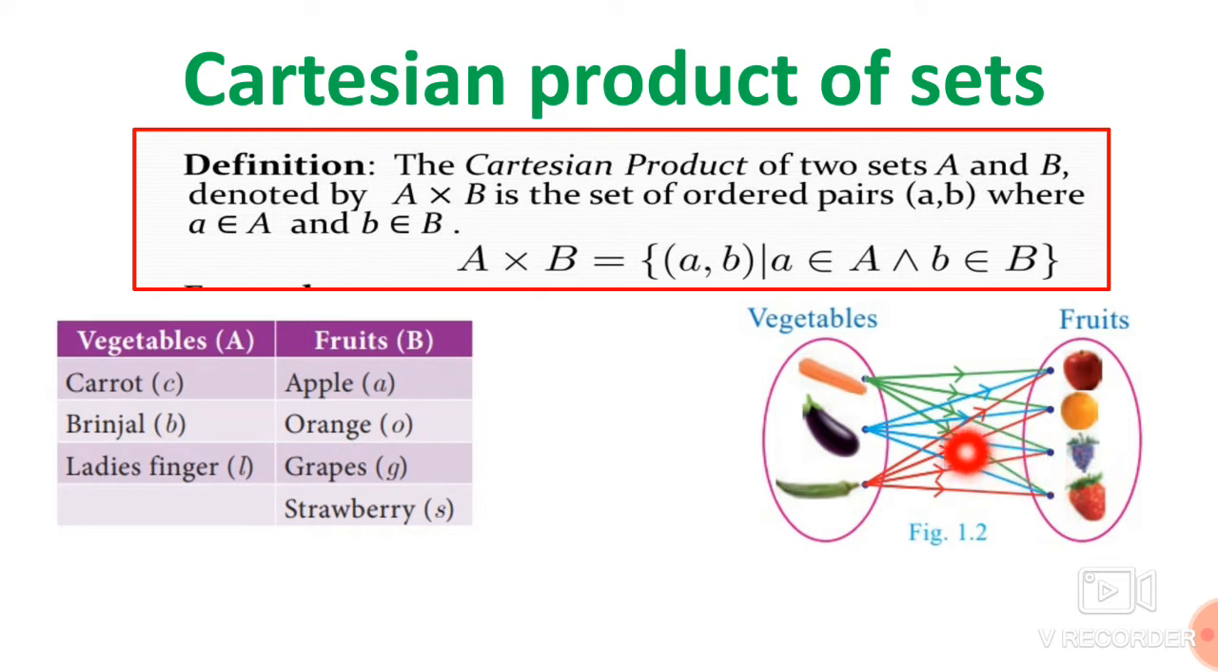It means for carrot we have four options, either to pair it with apple, with orange, with grapes, or with strawberry. Okay, if we take brinjal, again we have four options. We can pair it with apple, with orange, with grapes, and with strawberry. For carrot we have four options, for brinjal we have four options, and in the same way for ladyfinger we have also four options.